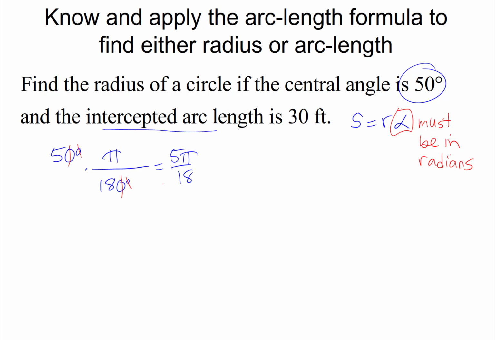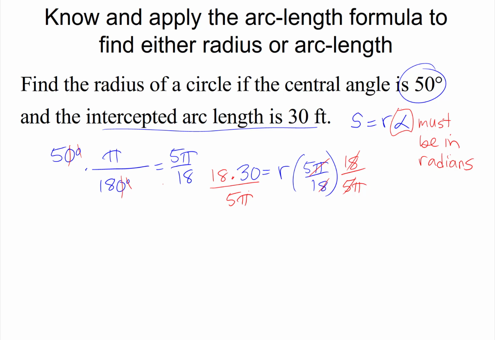We're given the length of the arc, which is S, that's 30, equals R, that's what we're wanting to find, multiplied by the central angle, which is 5 pi over 18. So we will have our answer if we just go ahead and solve this for R. We're going to multiply by the reciprocal here so that this cancels, and we need to do that to the other side. So we've got 18 over 5 pi.